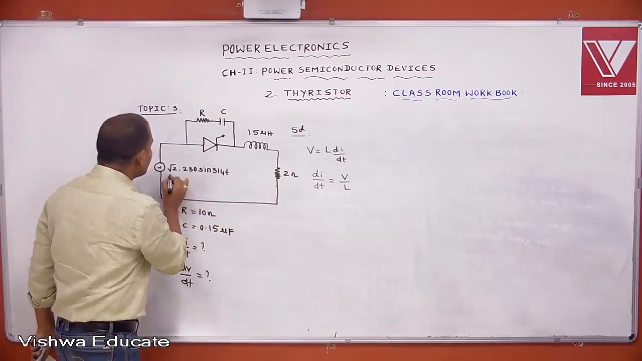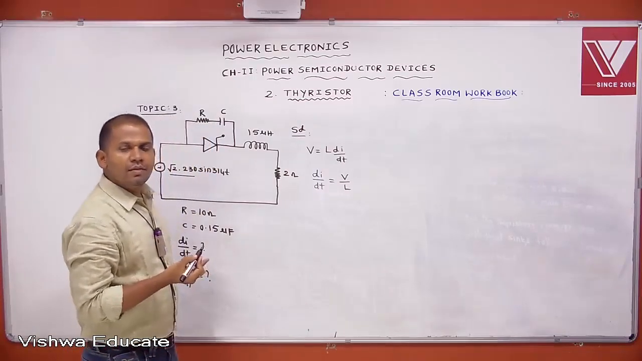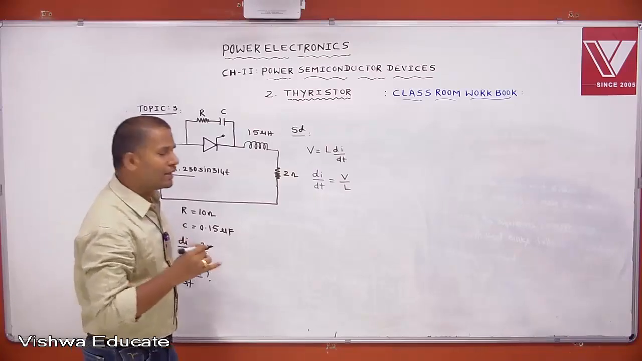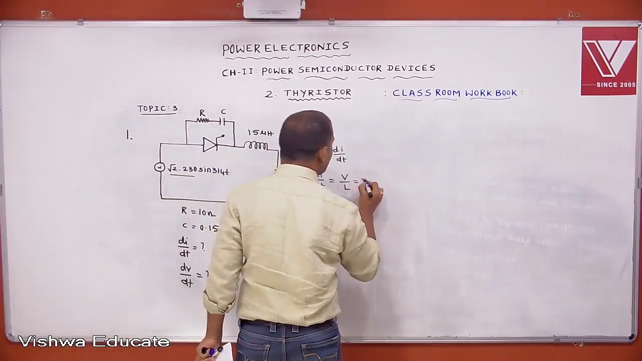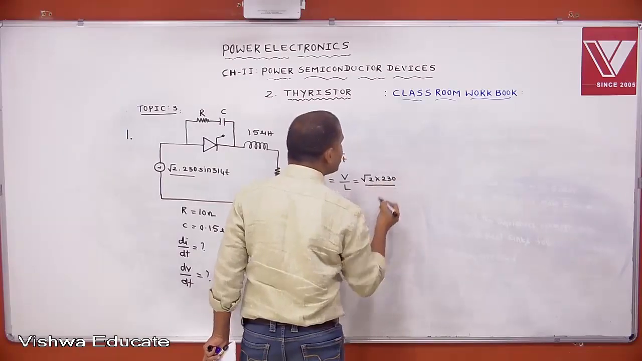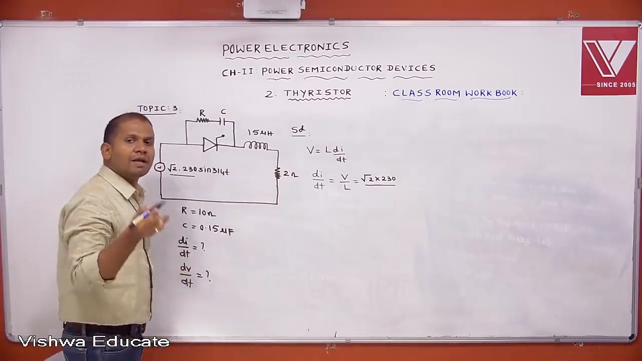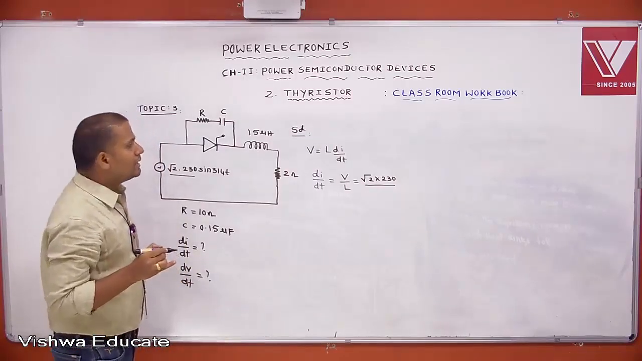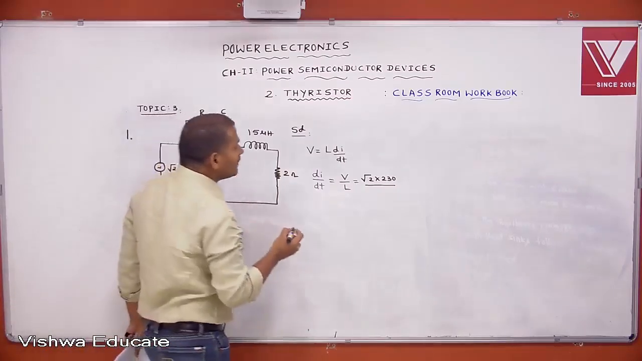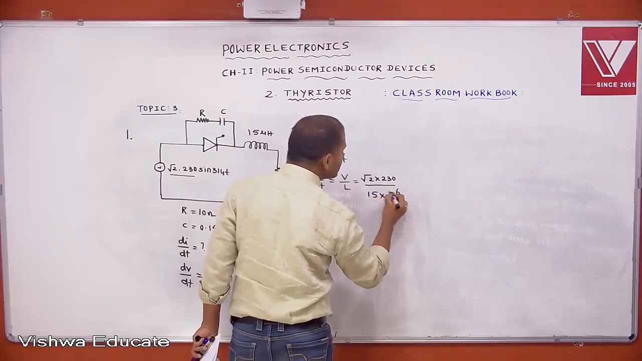But you take the maximum value. Don't take the RMS value. Maximum di by dt and maximum dv by dt are designed based on the maximum value of supply. Then what is the supply? Root 2 into 230. The point to remember: if AC supply is given, in the calculation of di by dt and dv by dt you take the maximum value, not the RMS value. That is root 2 into 230 by the inductance, 15 microhenry, 15 into 10 to the power of minus 6.